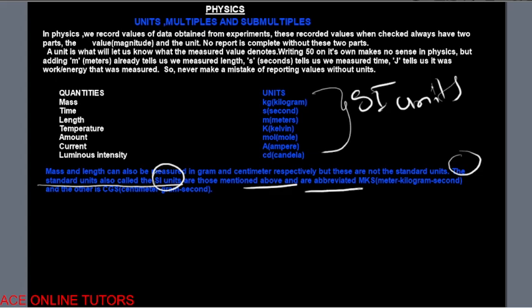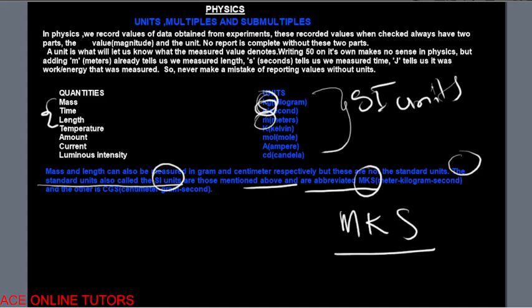Now, they are abbreviated as what? As MKS. We abbreviate these units as MKS. Especially, we usually use the three fundamental units, like the first three fundamental quantities. Those are the ones we usually use, which are what? Mass, length, and time. So for those first three, you see that length is in meters, that's where we got the M. Then you see that mass is in kilogram, that's where we get the K. Then you see that time is in second, that's where we get the S. So we call them MKS system of units.